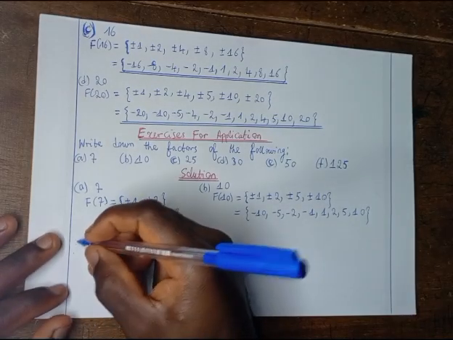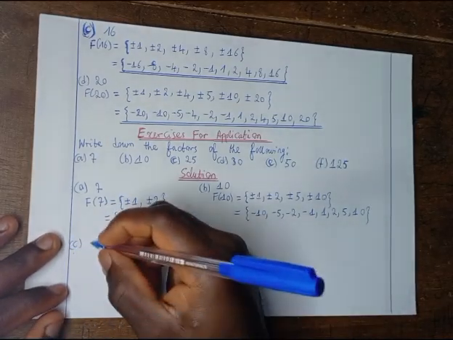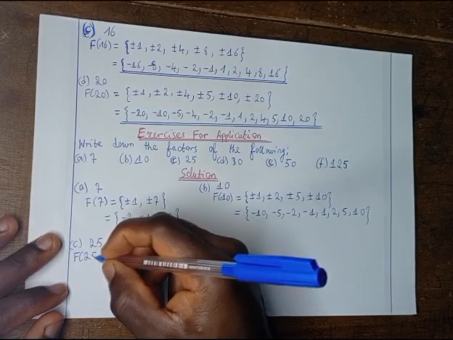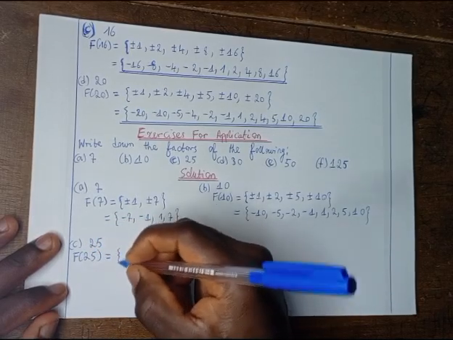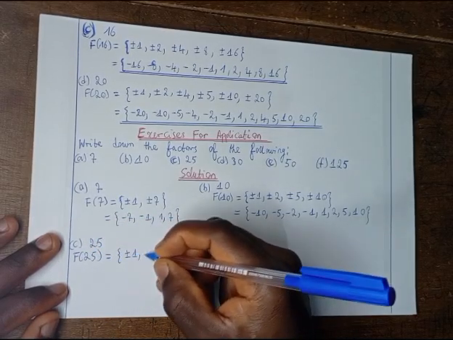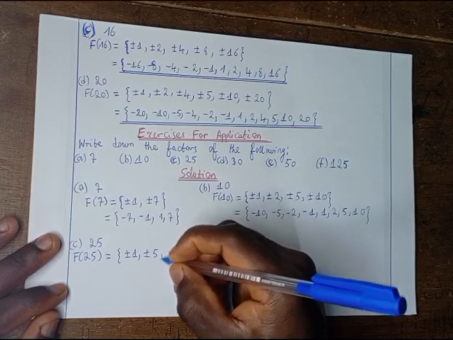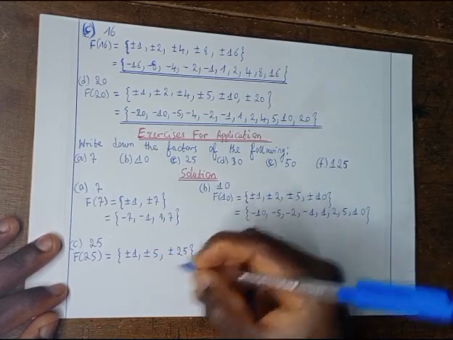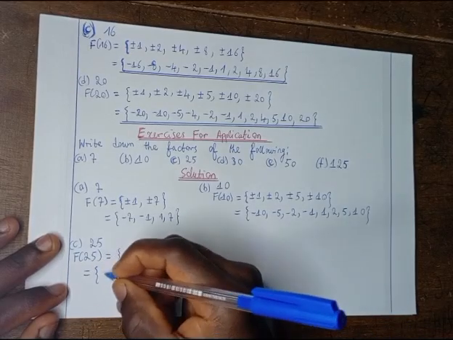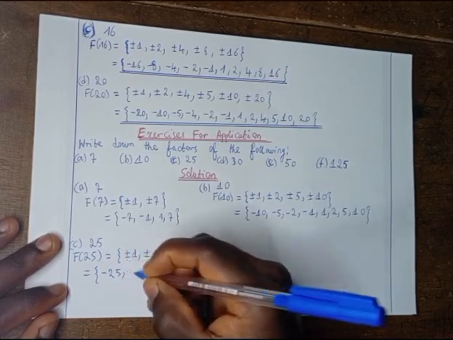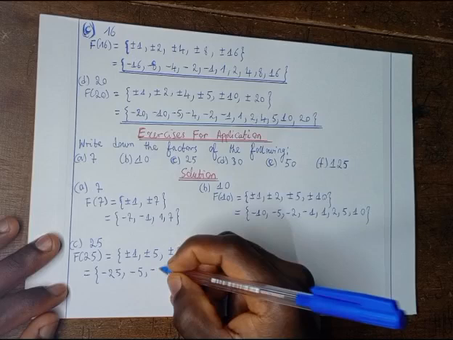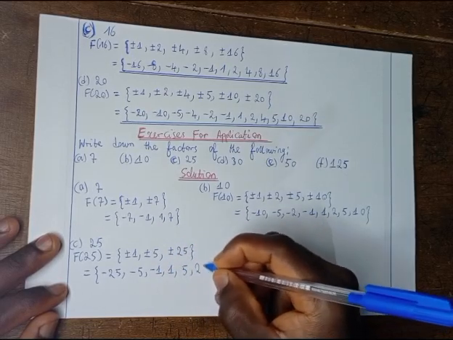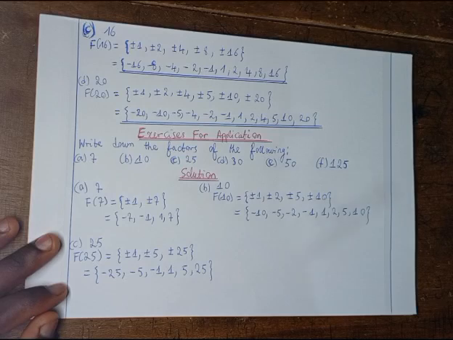We go now to C. For C, we have the number 25. We need to write down f of 25. It will simply be equal to plus or minus 1, plus or minus 5, and lastly plus or minus 25, which is simply equal to negative 25, negative 5, negative 1, 1, 5, and lastly 25.